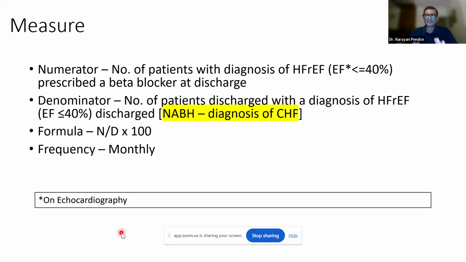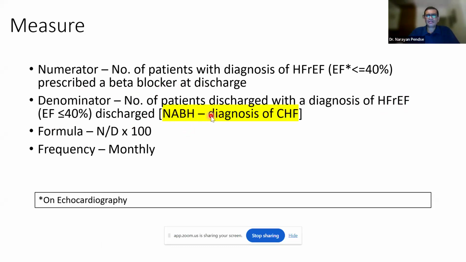For us, simply if the patient has a diagnosis of CHF and the ejection fraction is low as determined by the clinician to be less than 40% on echocardiography, that is acceptable. And if the patient at the time of discharge has been prescribed a beta blocker. The denominator is the number of patients discharged with a diagnosis of heart failure with reduced ejection fraction. Now, if you see the NABH denominator, it says diagnosis of CHF. I have highlighted that here.